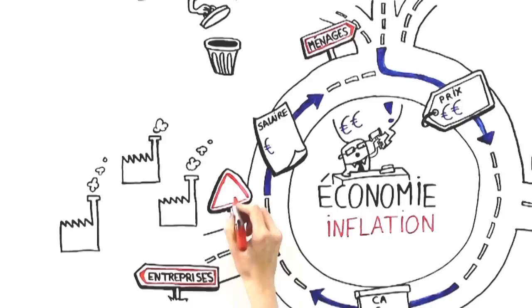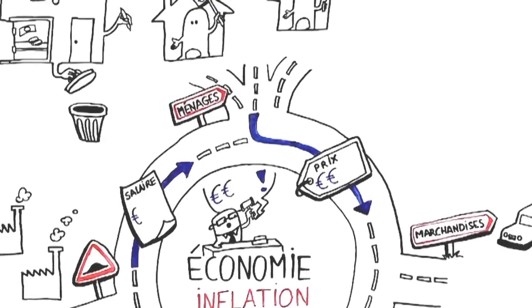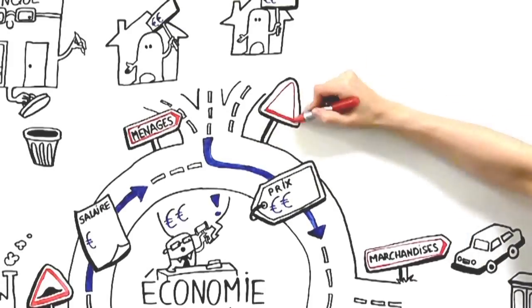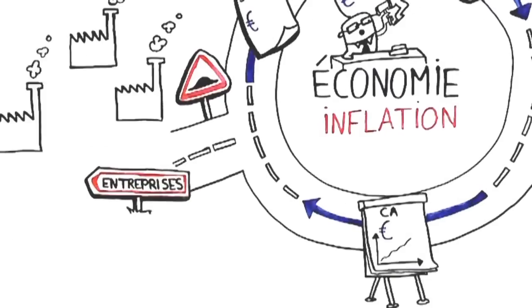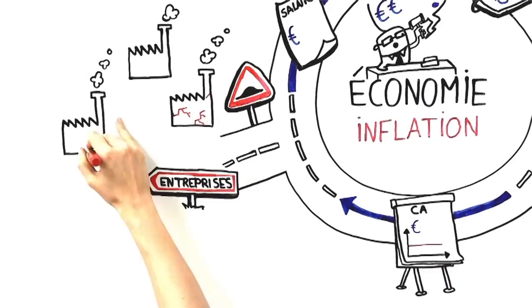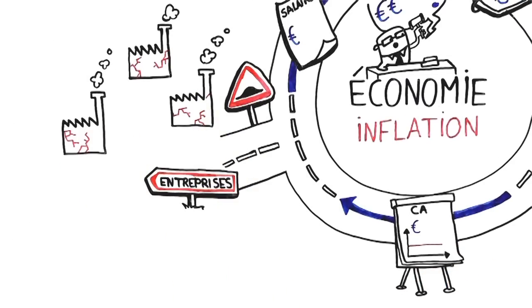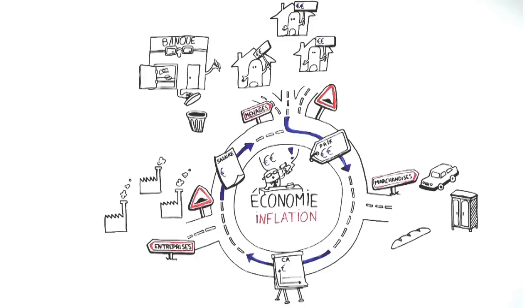If wages rise slower than inflation, then consumers can no longer buy as many goods. This in turn shrinks companies' revenue. Therefore, high inflation can dampen economic activity.